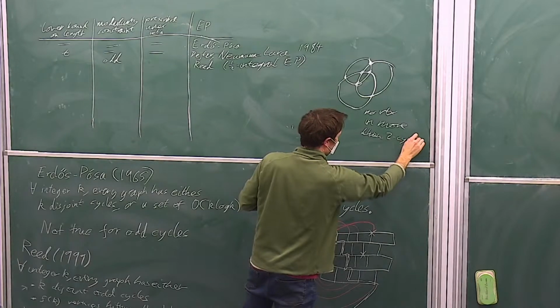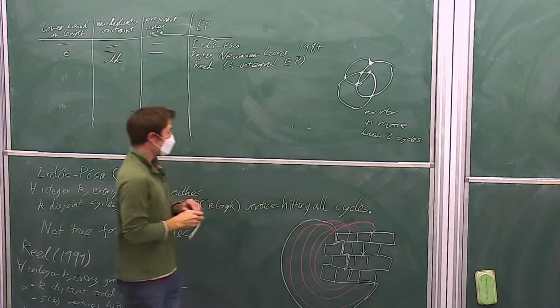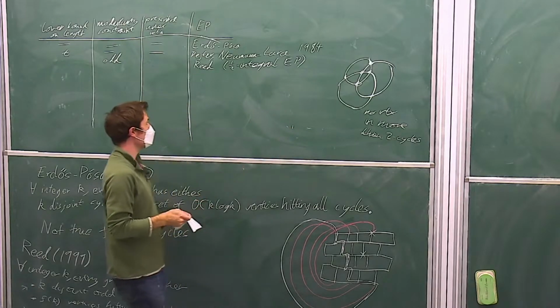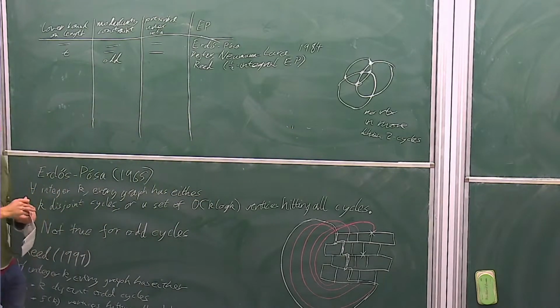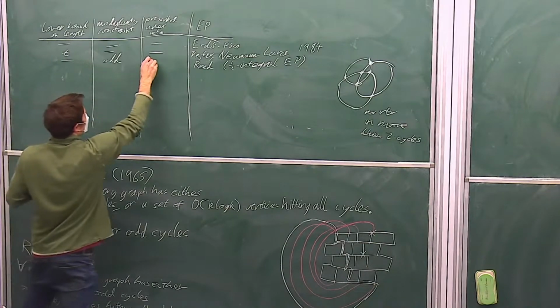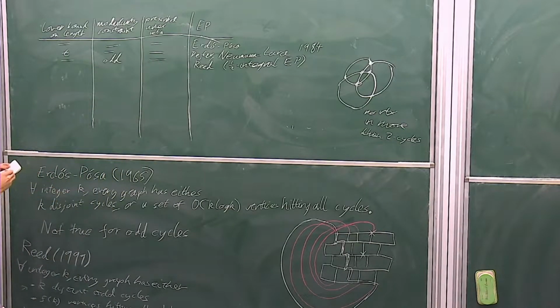So if we have a collection of cycles where no vertex is in more than 2 of the cycles, we'll call this a half integral packing of cycles. And if you replace packing with half integral packing, then you do get a similar result to Erdős and Pósa, even for odd cycles. Okay, so this is with no constraints here.